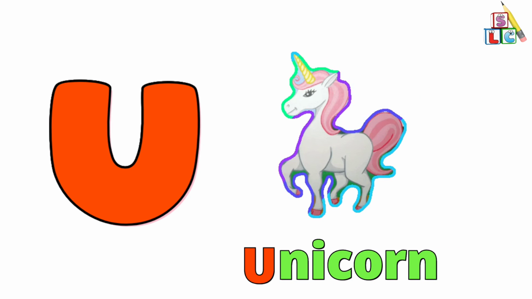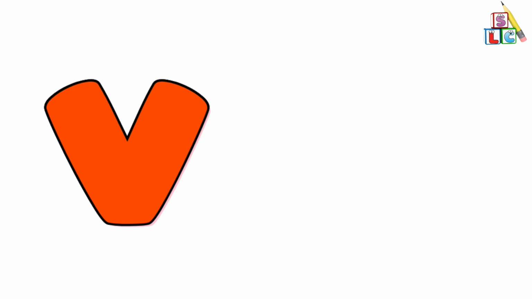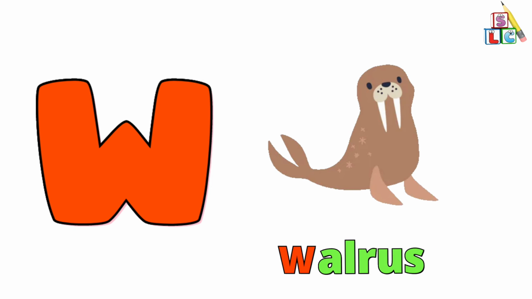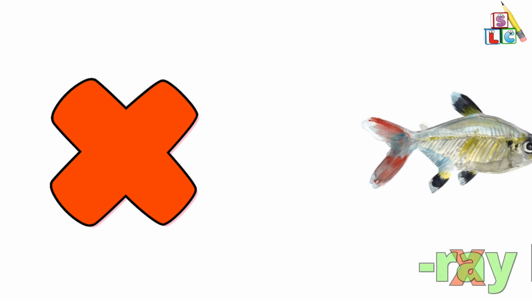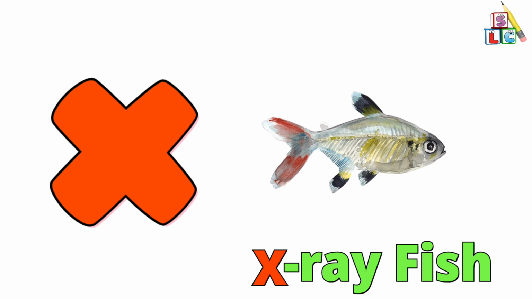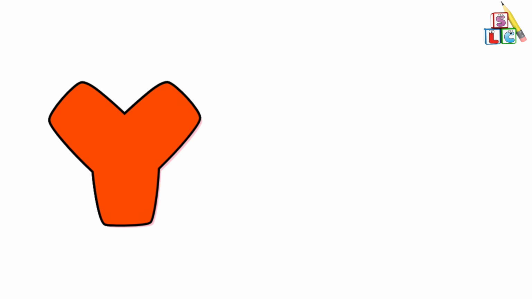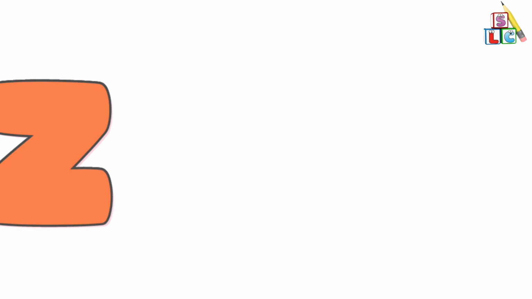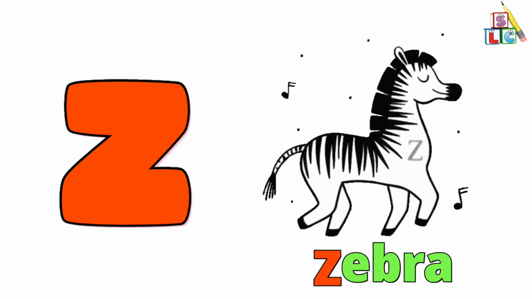U. U for unicorn. V. V for vulture. W. W for walrus. X. X for x-ray fish. Y. Y for yak. Z. Z for zebra.